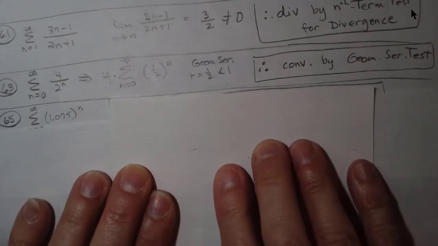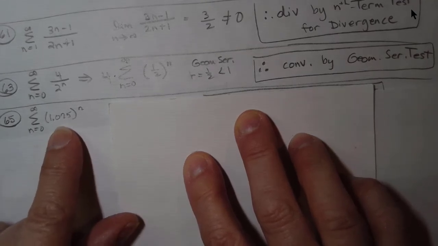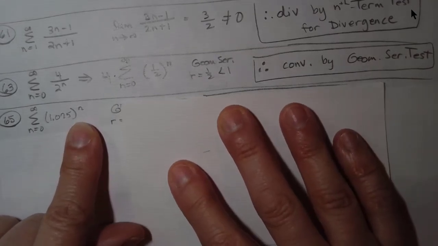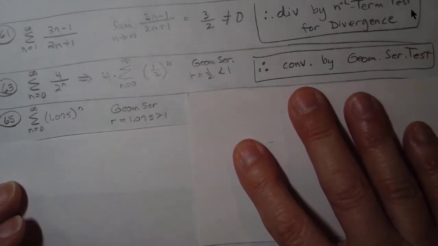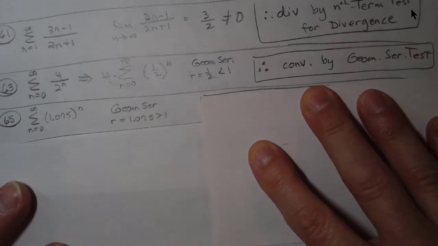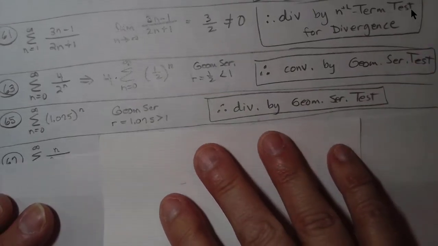Number 65, n goes from 0 to infinity of 1.075 to the n. Again, it's geometric. This time our r is 1.075, which is greater than 1. So this is going to diverge by the geometric series test.